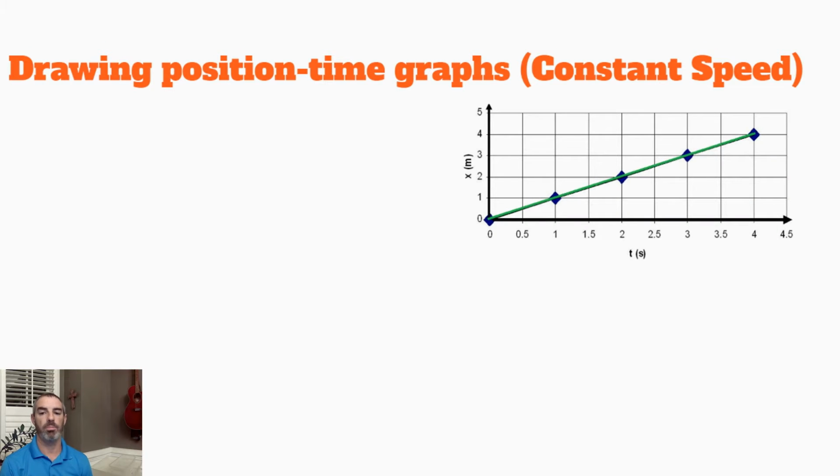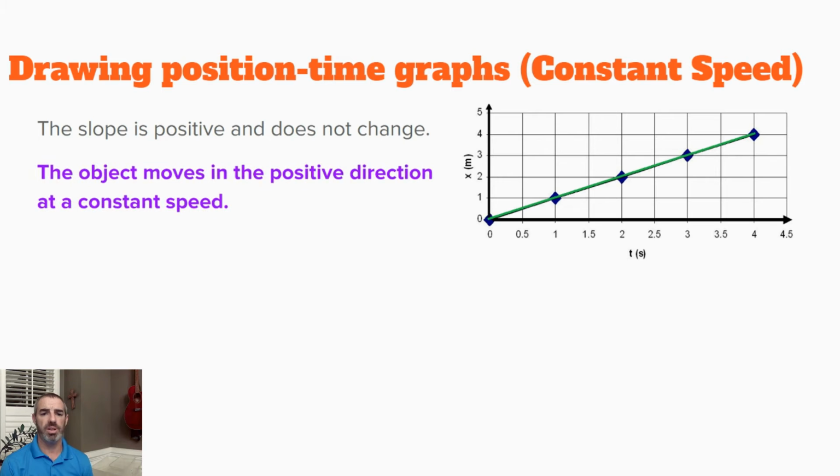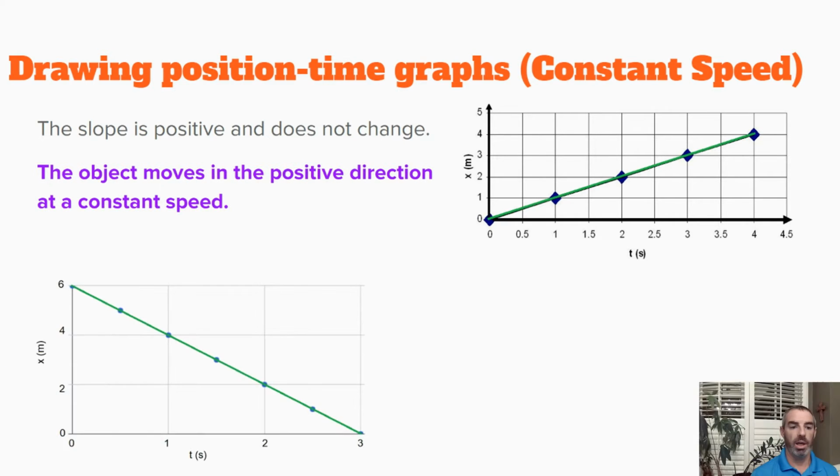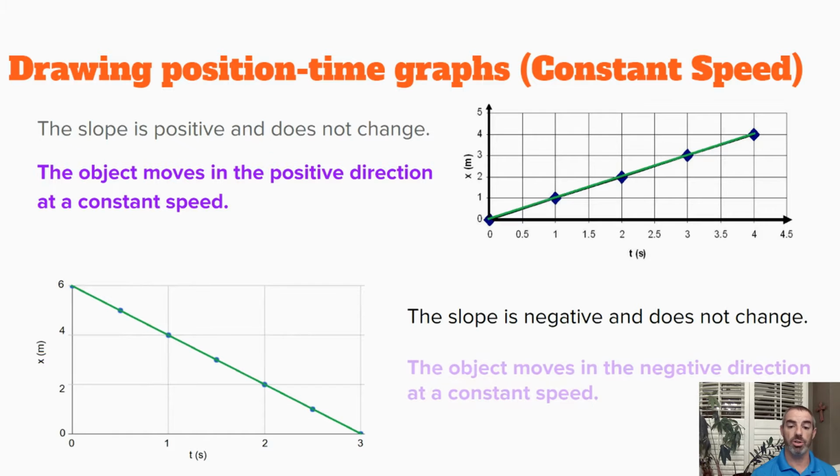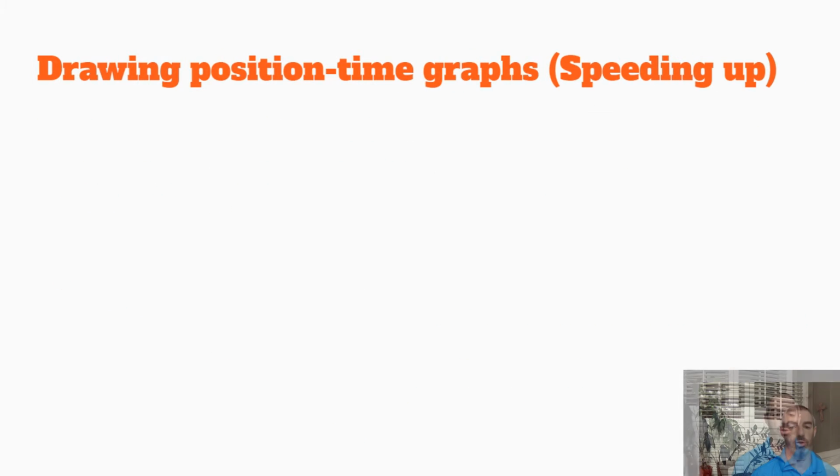So here's a graph that has a positive slope. The slope does not change, which means that the object is moving in the positive direction at a constant speed. In this graph, we have a negatively sloped line. So the slope is negative and it does not change. That means the speed doesn't change. So that means the object is moving in the negative direction at a constant speed. The most important thing to remember is that slope is the velocity. So the velocity is negative and constant in the second graph, positive and constant in the first graph.